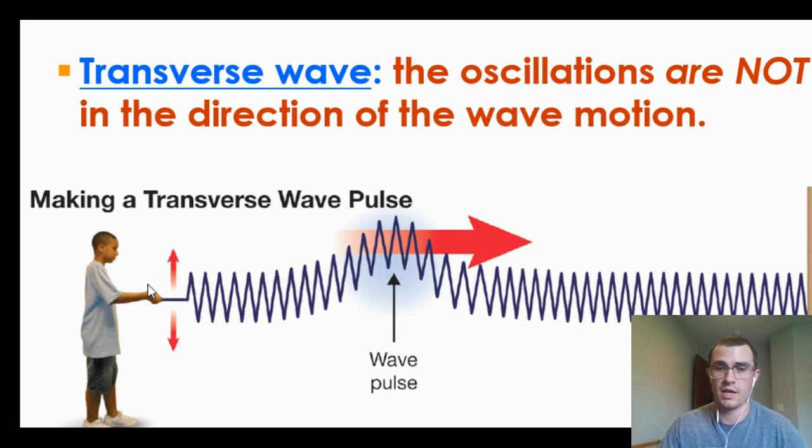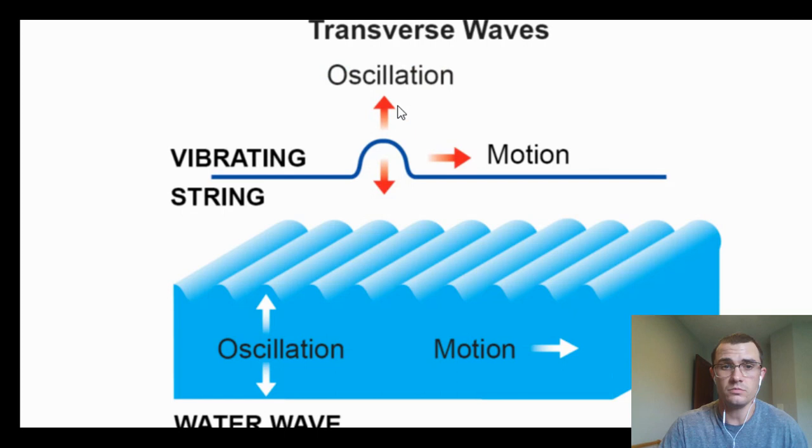Okay, arrows up and down. Here, movement up and down, energy across. So transverse waves are when the oscillations are not in the direction of the wave motion. This is kind of like your typical water wave and things like that you see more often.